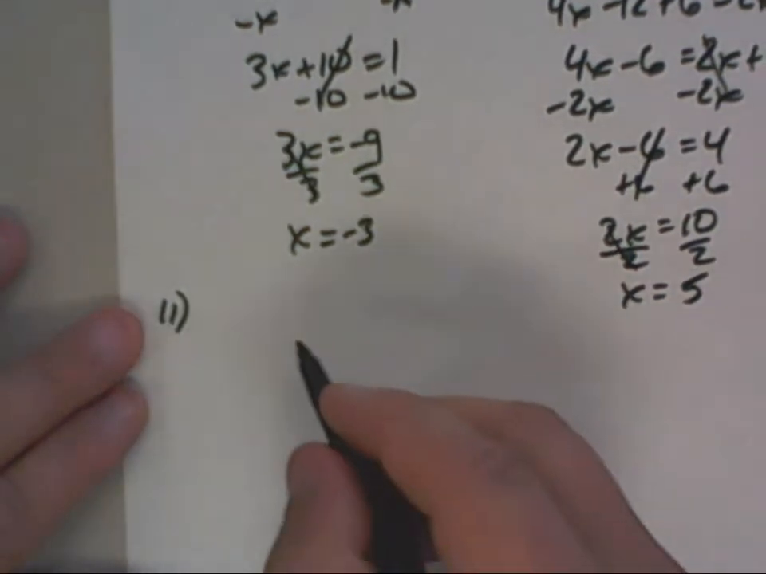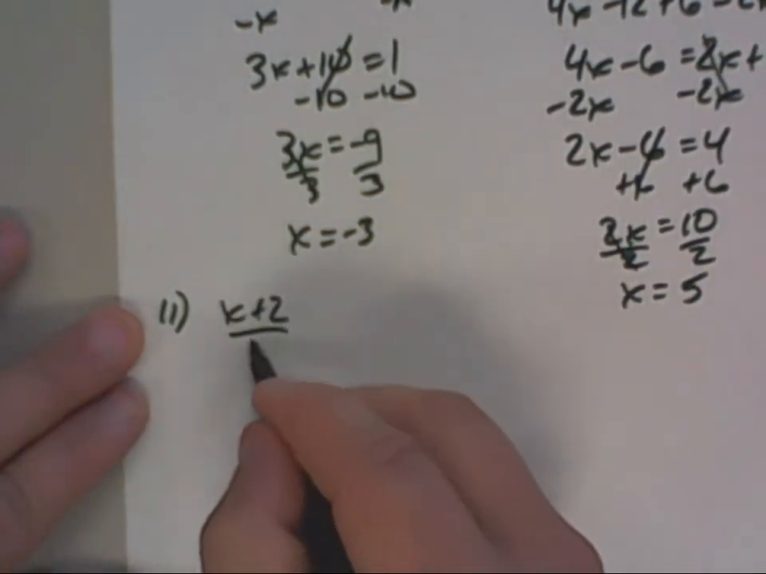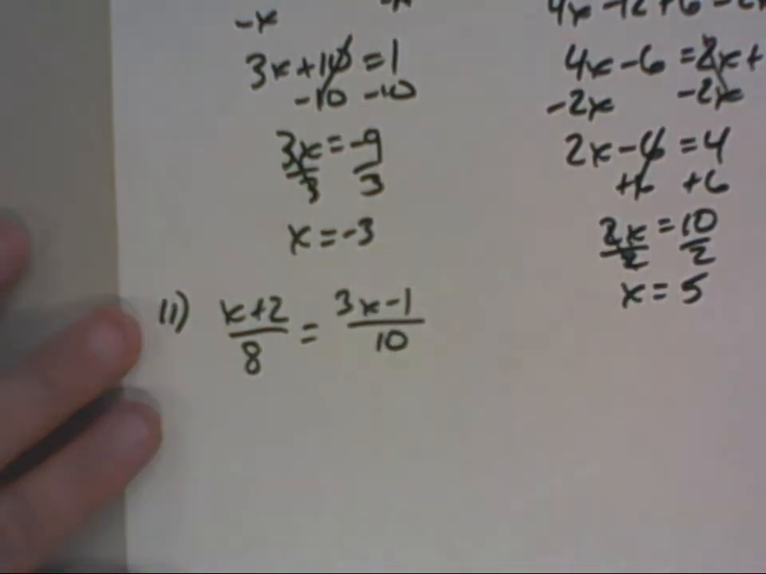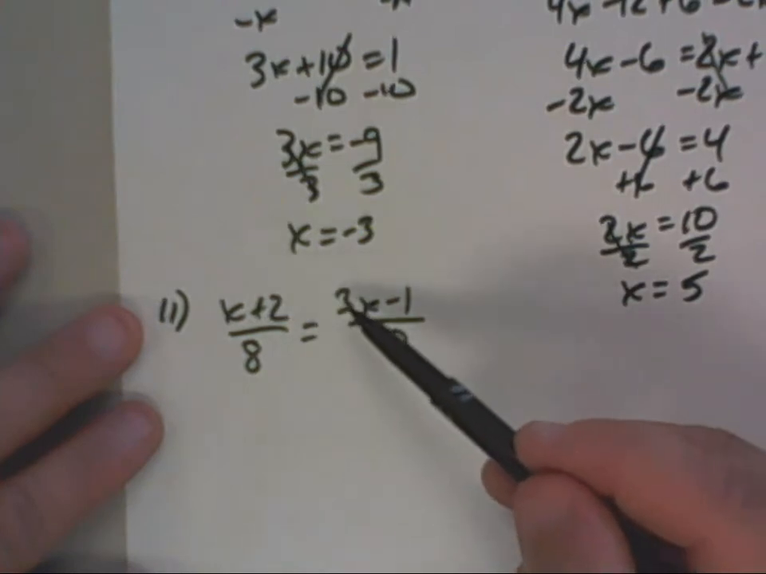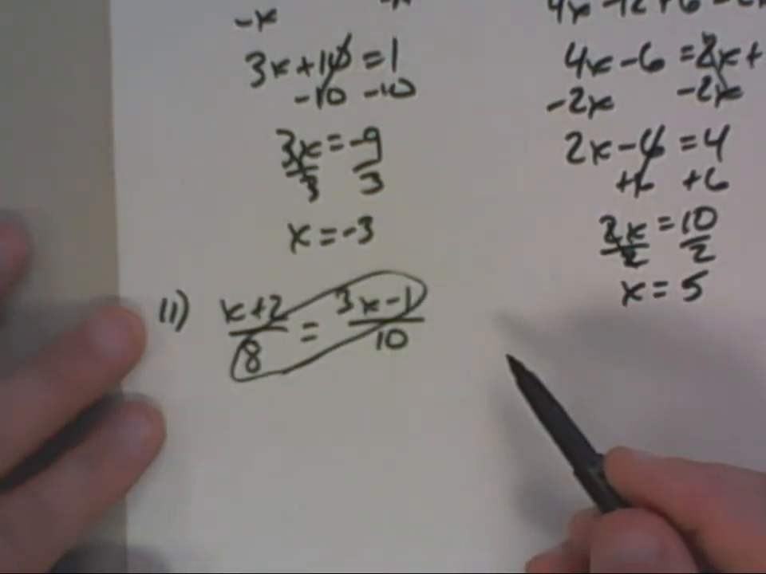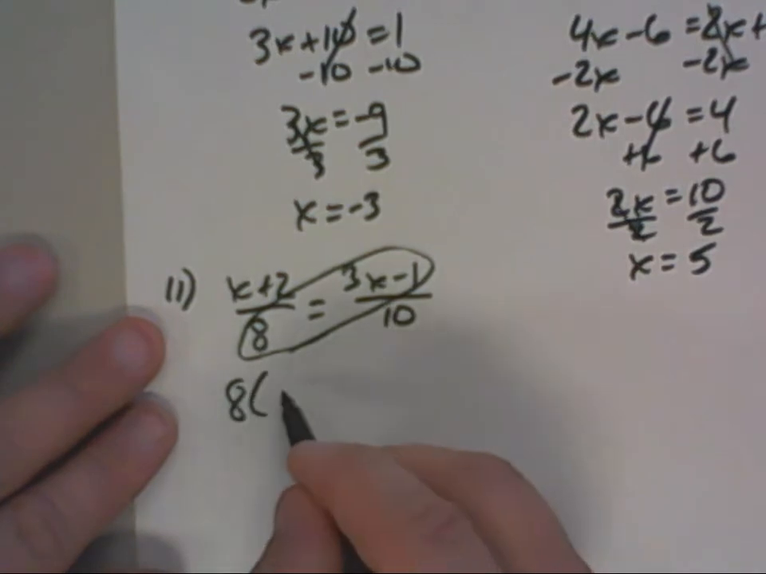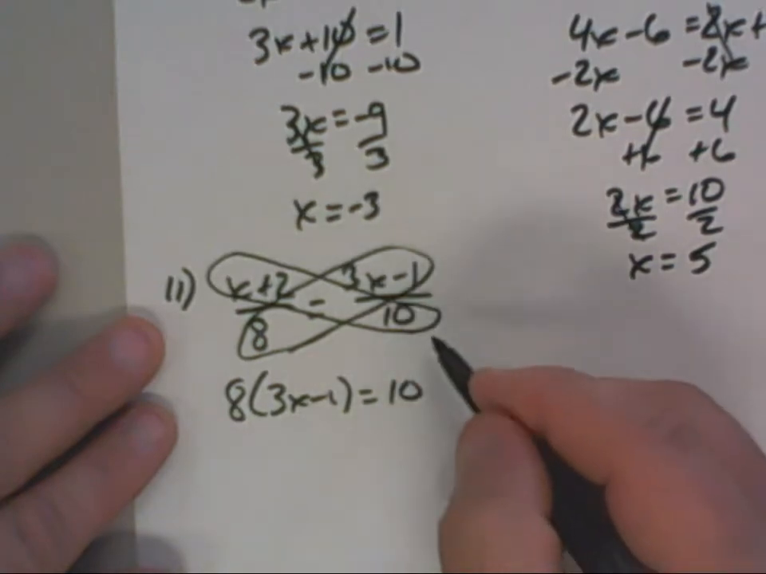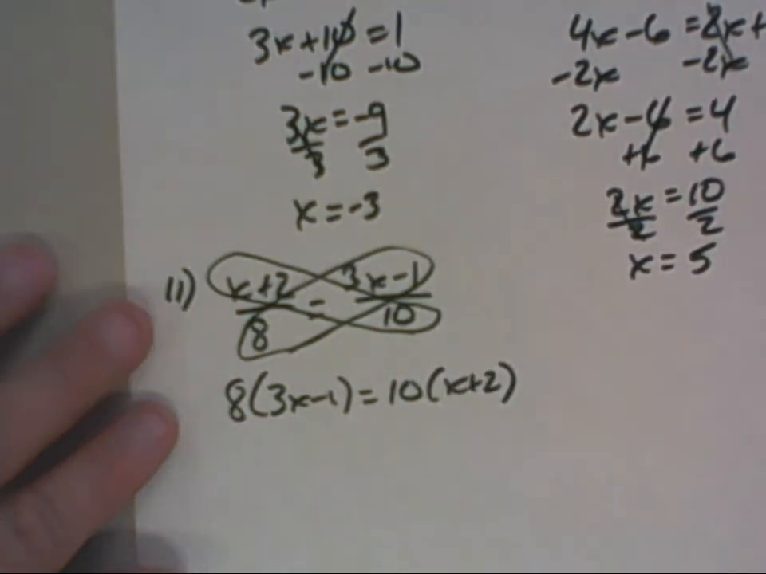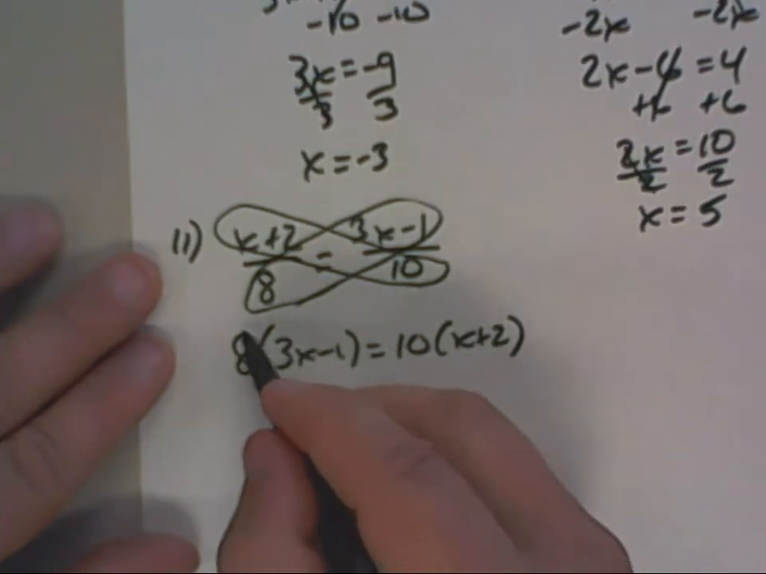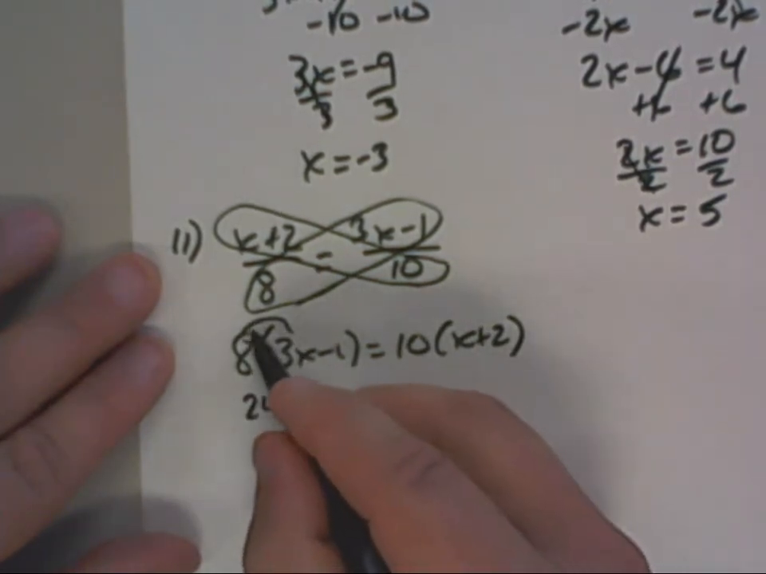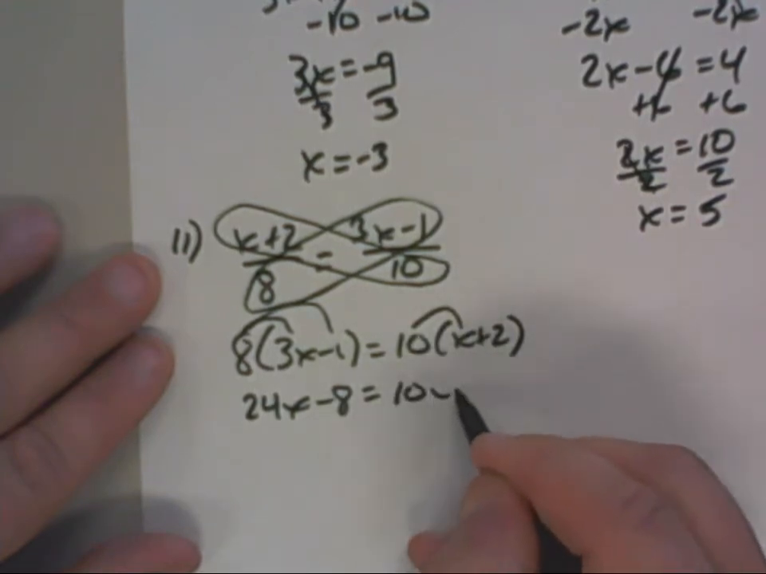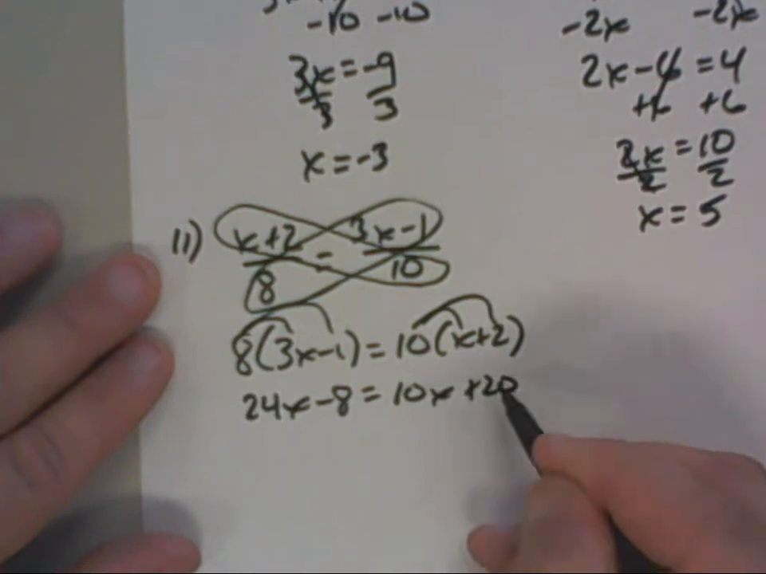Number 11, we have (x plus 2) over 8 is equal to (3x minus 1) over 10. And this is a proportion. We have two equal fractions. So whenever we have a proportion, the cross products are equal. One cross product is 8 times (3x minus 1). The other cross product is going to be 10 times (x plus 2). So if I distribute here, 8 times 3x is 24x. 8 times negative 1 is negative 8. 10 times x is 10x. And 10 times 2 is 20.